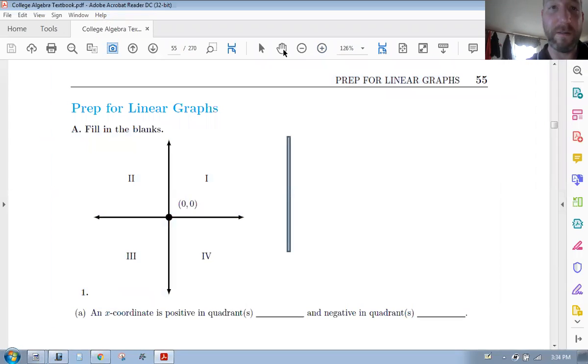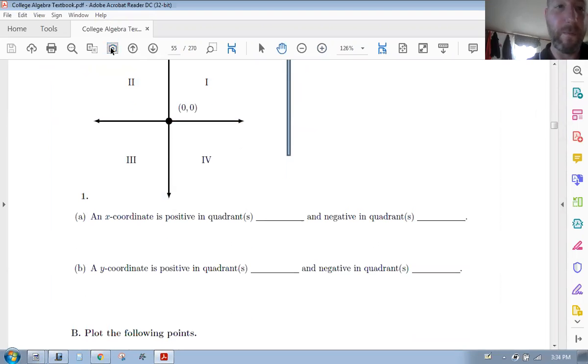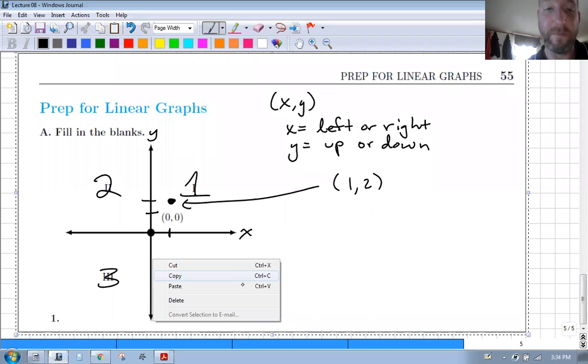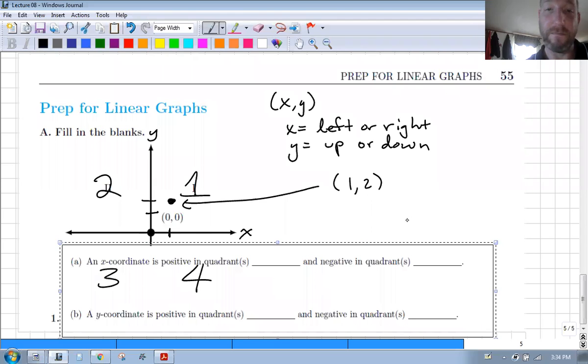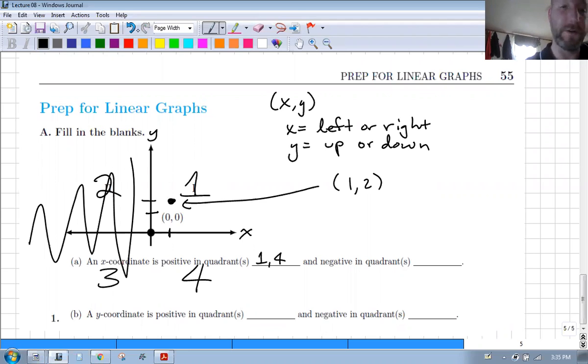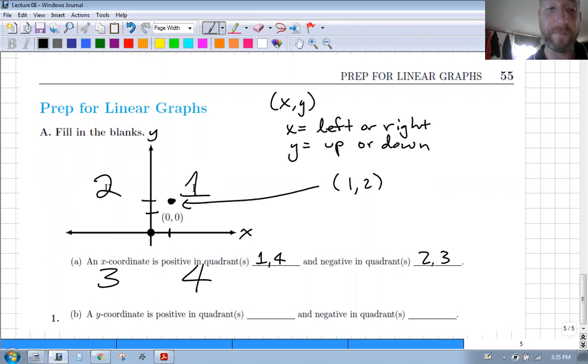They're asking us about our quadrants here. All right. If an X coordinate is positive, in which quadrants? Well, if X is positive, we're over here, which means we're in quadrants 1 or 4. All right. If X is negative, then we've gone to the left. So you're in quadrants 2 or 3.